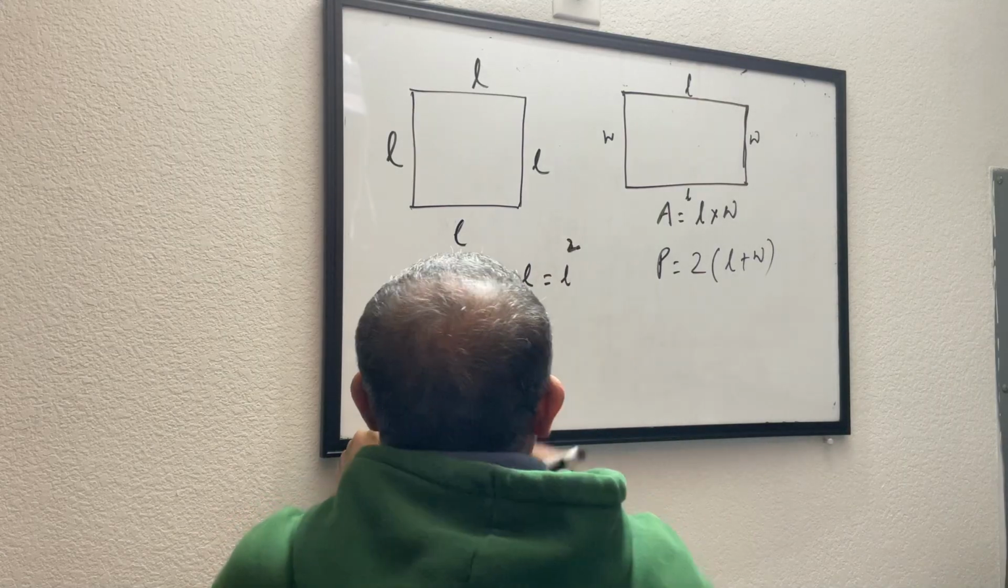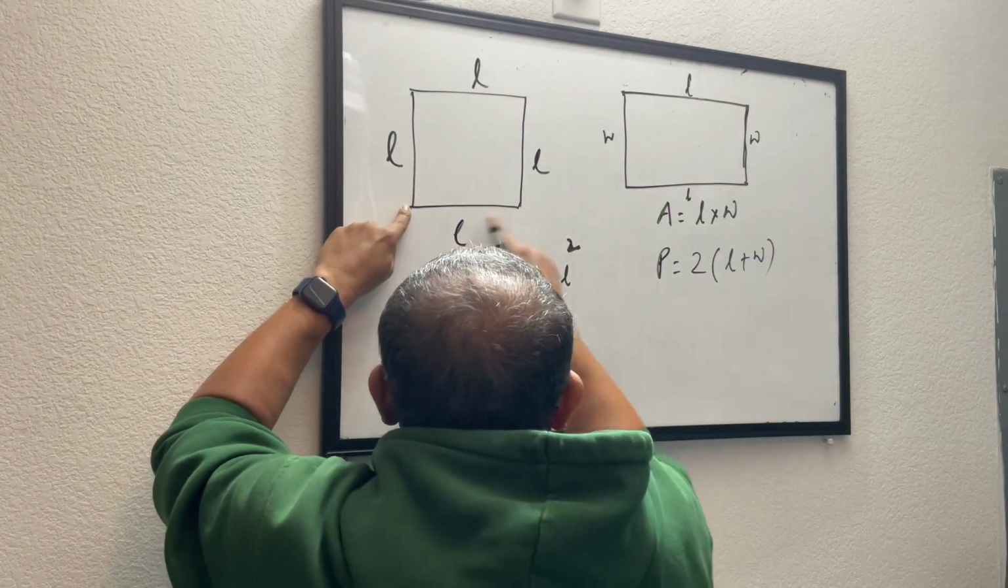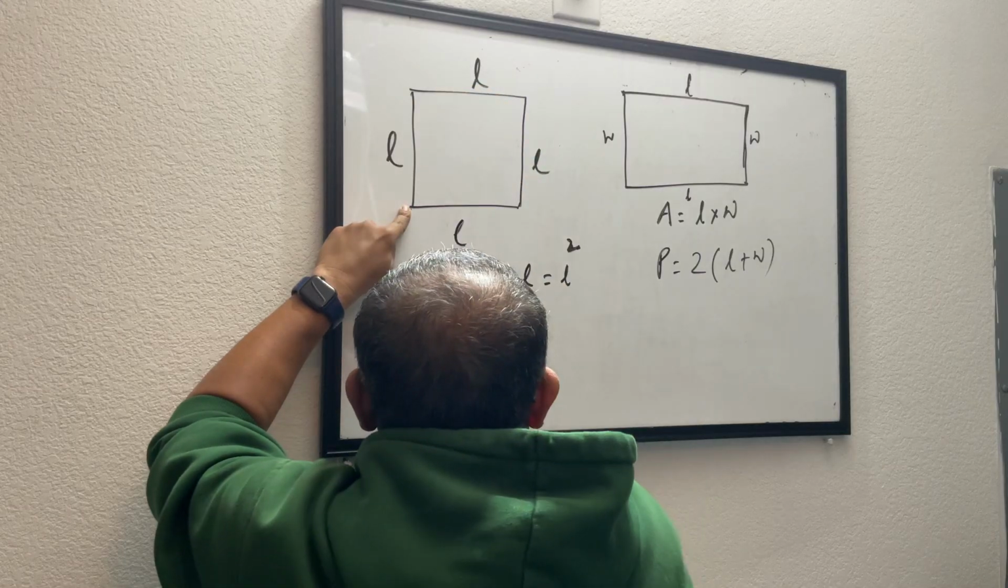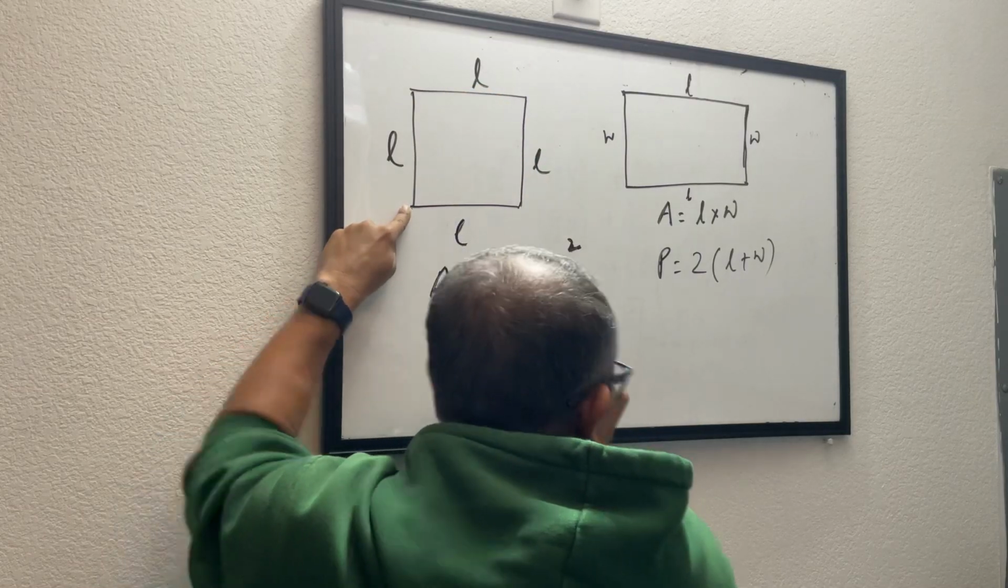If somebody says find out the perimeter, you have to measure the entire length. 1 length, 2 length, 3 length, 4 length. Perimeter will be 4 times length. Yes, Mandeep.